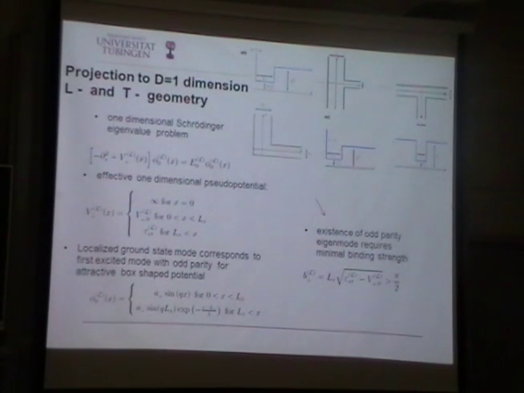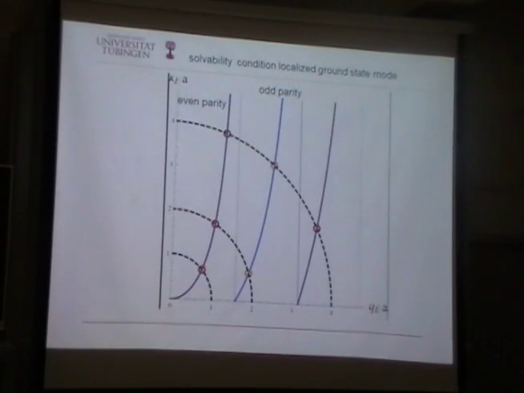So we see in this kind of reasoning, we understand why if the tube is out of these limits, we cannot find a bound state. So this is of course well known. This is the reason why we always find an even parity bound state in the box, and this is the reason why we find an odd parity bound state only above a certain point.